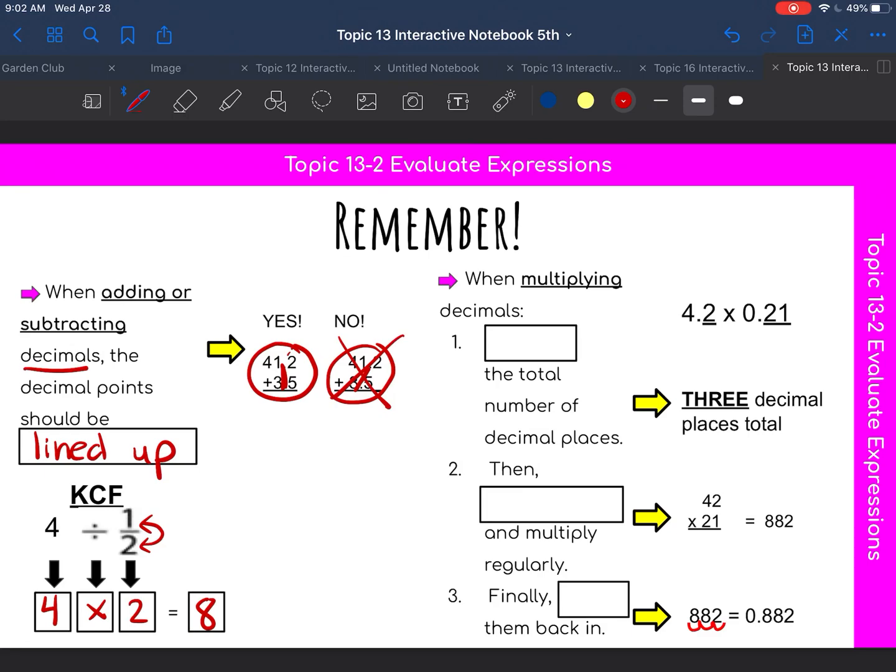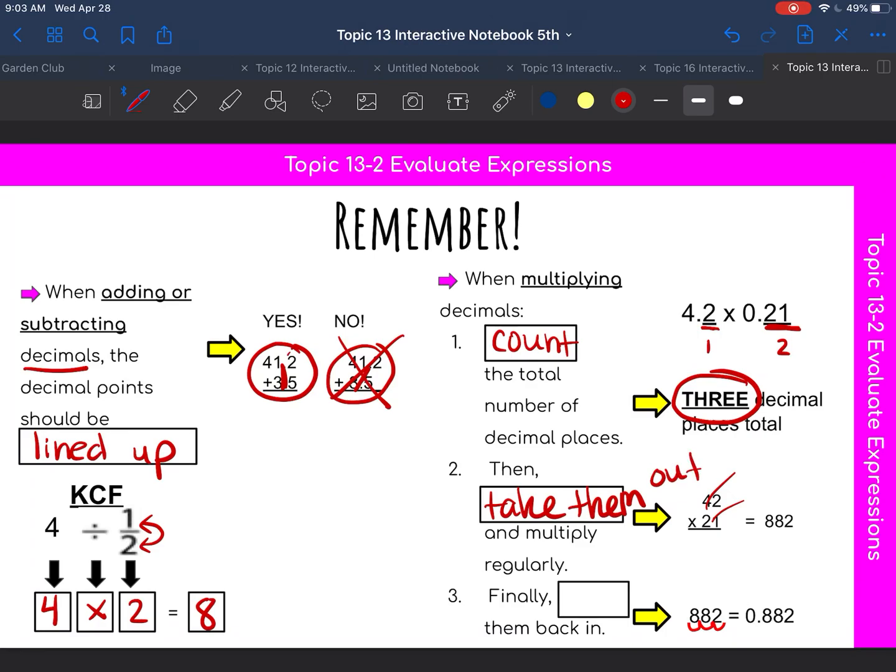And then the very last one, when multiplying decimals, first you want to what? The total number of decimal places. You want to count them. So this is 1, this is 2 places, so count the total number of decimal places. So 3 decimal places in total. Then you're just going to take them out, okay? We remove them. So take them out.